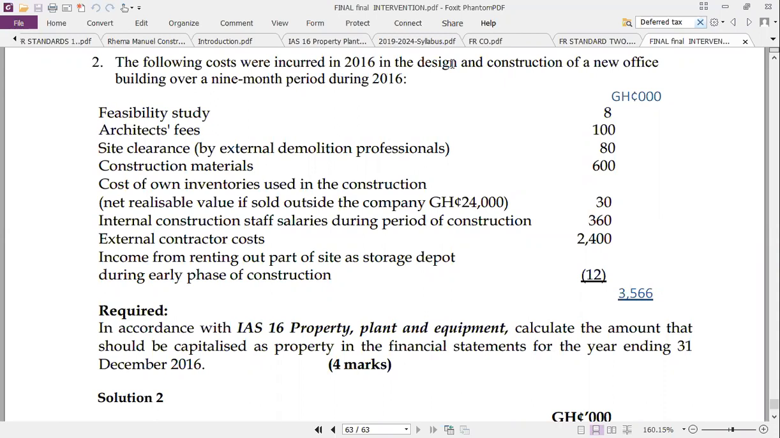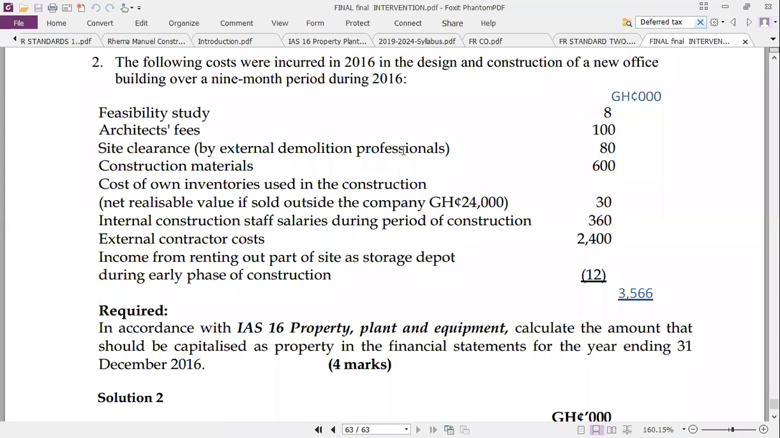The following costs were incurred in 2016 in the design and construction of a new office building over a 9 months period during 2016. Good. That is it.